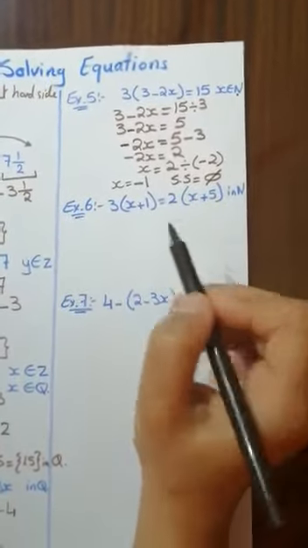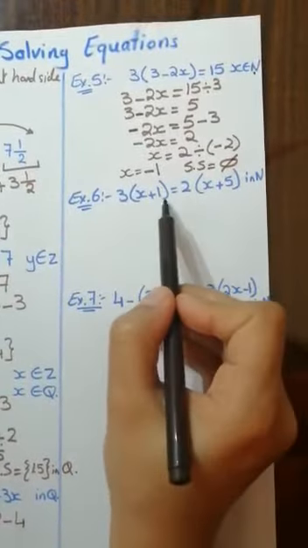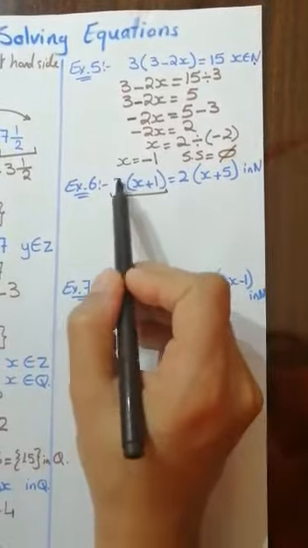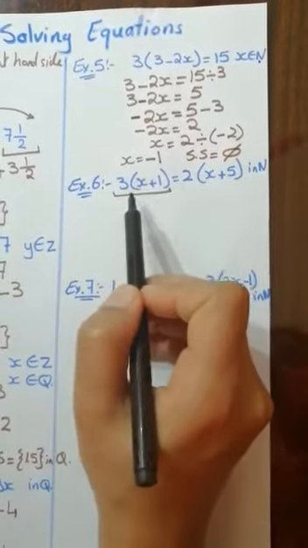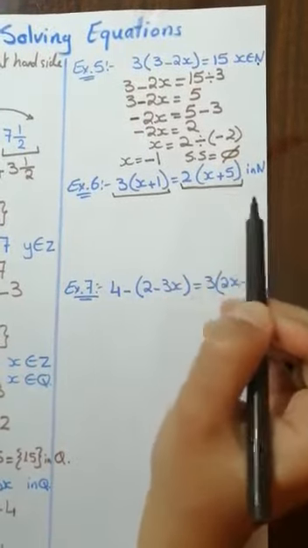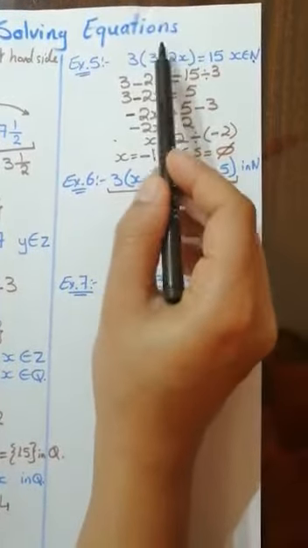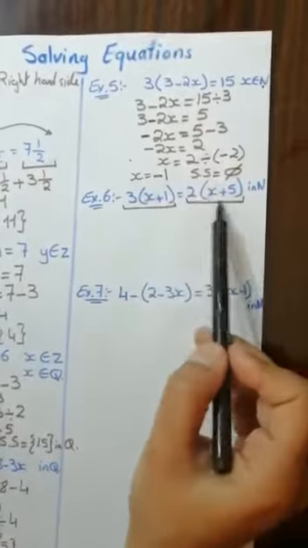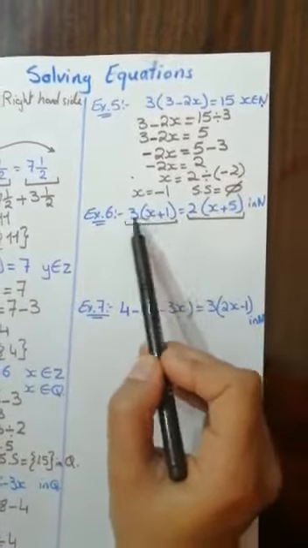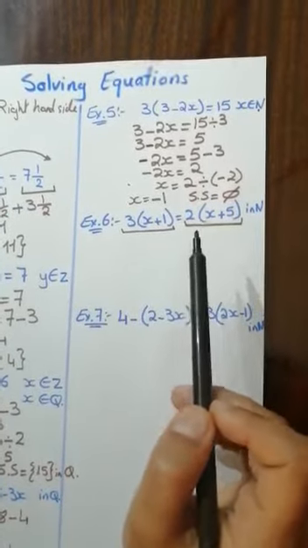Okay, now number 6. I have the distributive property here. Can you see? I will distribute the 3 over the bracket. So what I did before, I had distributive on only one side, so I let it go to the other side with division. But here when I have distributive on both sides, I will solve the distributive on both sides.